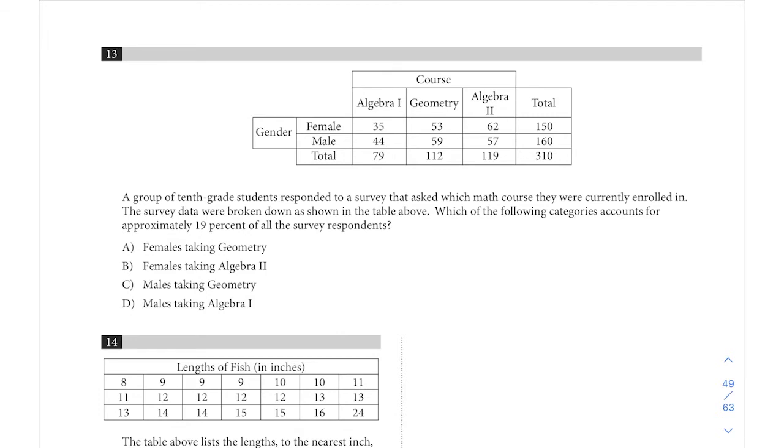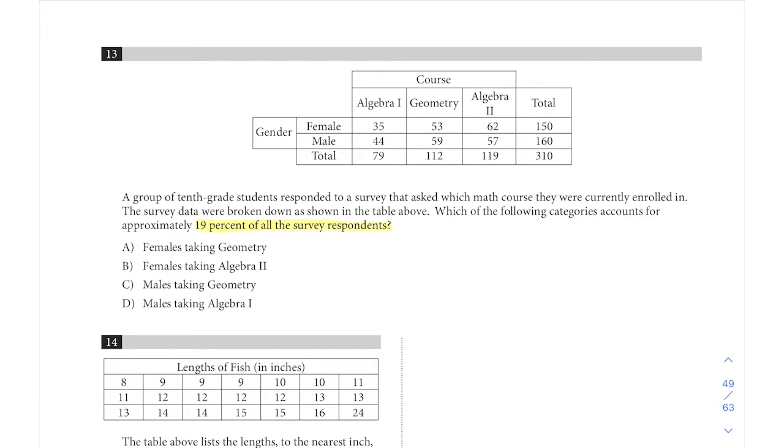We see a table, and the question reads, a group of 10th grade students responded to a survey that asked which math course they were currently enrolled in. The survey data are broken down as shown in the table above. Which of the following categories accounts for approximately 19% of all the survey respondents?